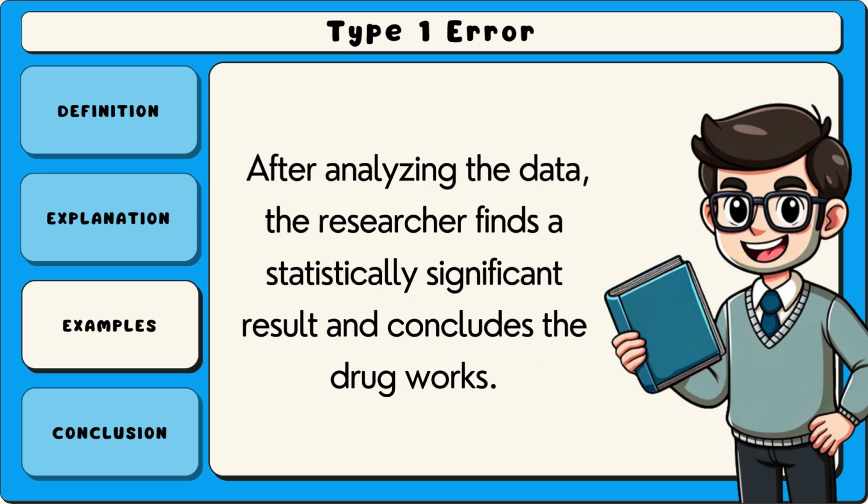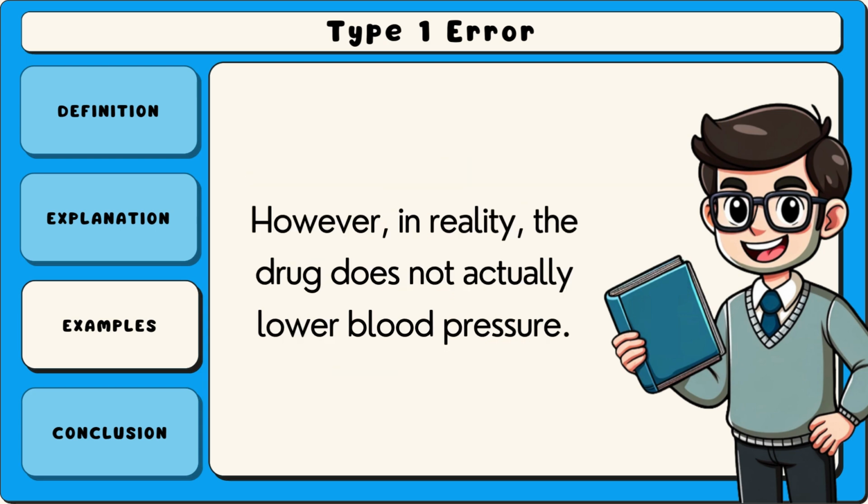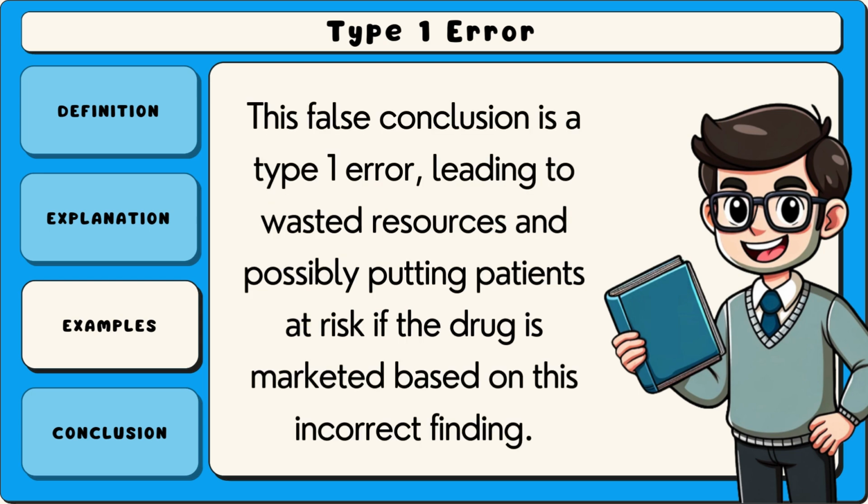After analysing the data, the researcher finds a statistically significant result and concludes the drug works. However, in reality, the drug does not actually lower blood pressure. This false conclusion is a type 1 error, leading to wasted resources and possibly putting patients at risk if the drug is marketed based on this incorrect finding.